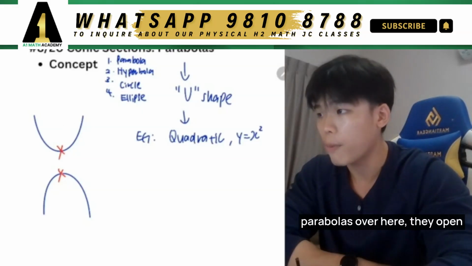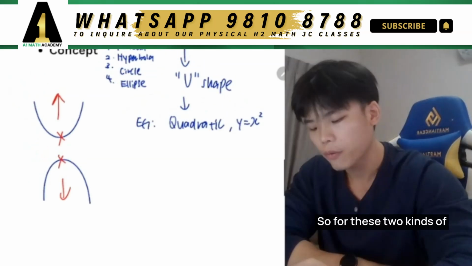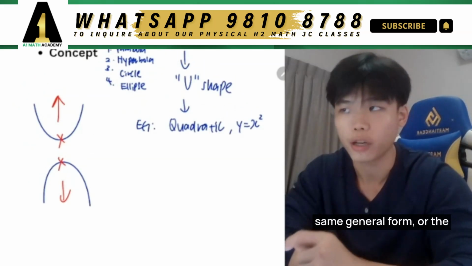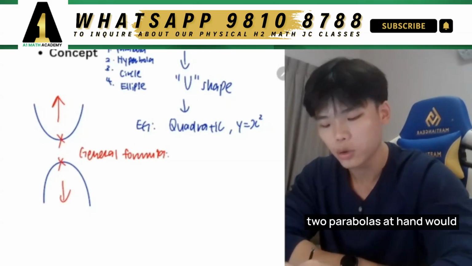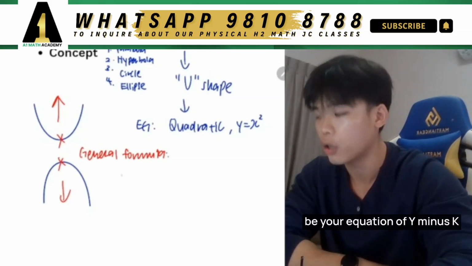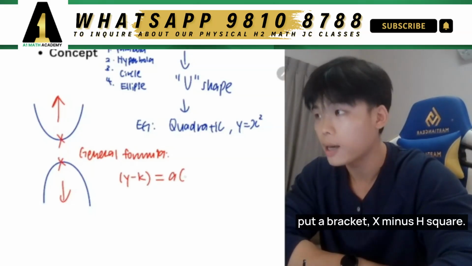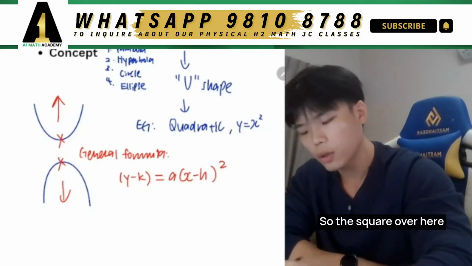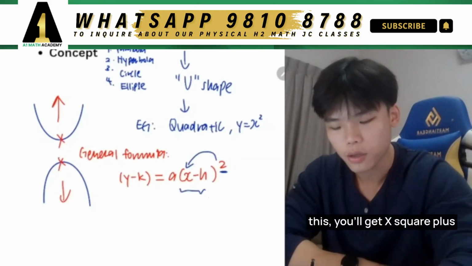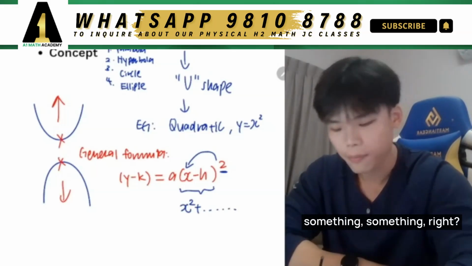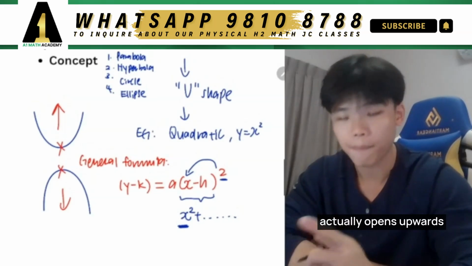Now, these 2 different parabolas over here, they open either upwards or downwards, right? So for these 2 kinds of parabolas, they have the same general formula. The general formula for these 2 parabolas would be the equation y minus k equals a, then here you can put a bracket, x minus h squared. So the squared over here applies to the x, and when you expand this, you get x squared plus something, right?